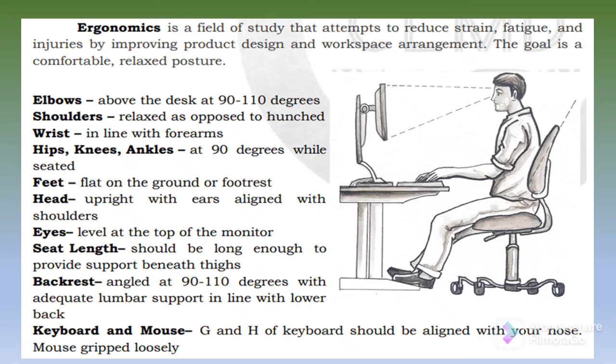Seat length should be long enough to provide support beneath thighs. Backrest angled at 90 to 110 degrees with adequate lumbar support in line with lower back. Keyboard and mouse: G and H of keyboard should be aligned with your nose. Mouse gripped loosely.